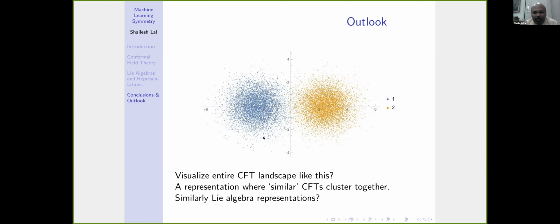And similarly, could you do it for Lie algebra representations? So that would be the best possible thing. Let's see how far we get with that. So that's all that I had to say. So thank you for your time.